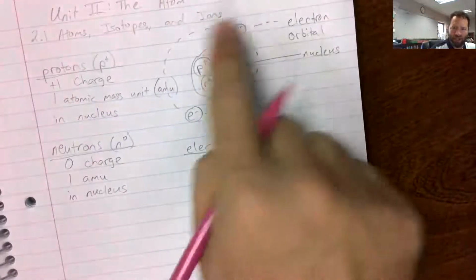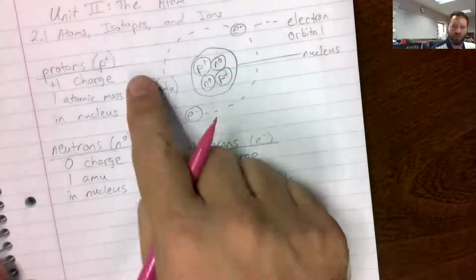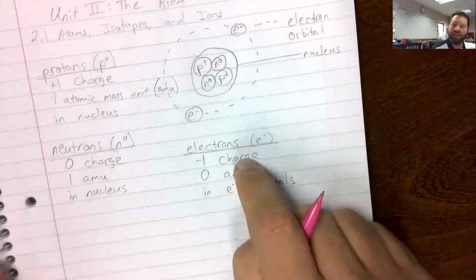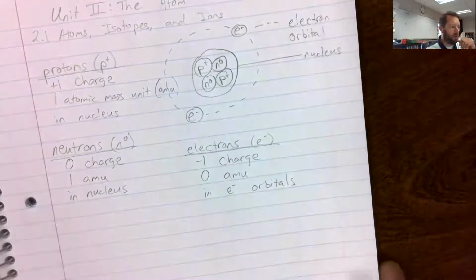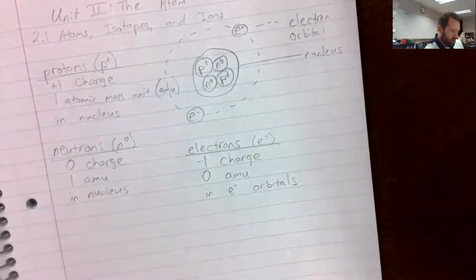All right, so there we go. There's our atom, kind of a diagram of it, with the nucleus, the protons and the neutrons in the nucleus, and the negatively charged electrons zooming around on the outside.